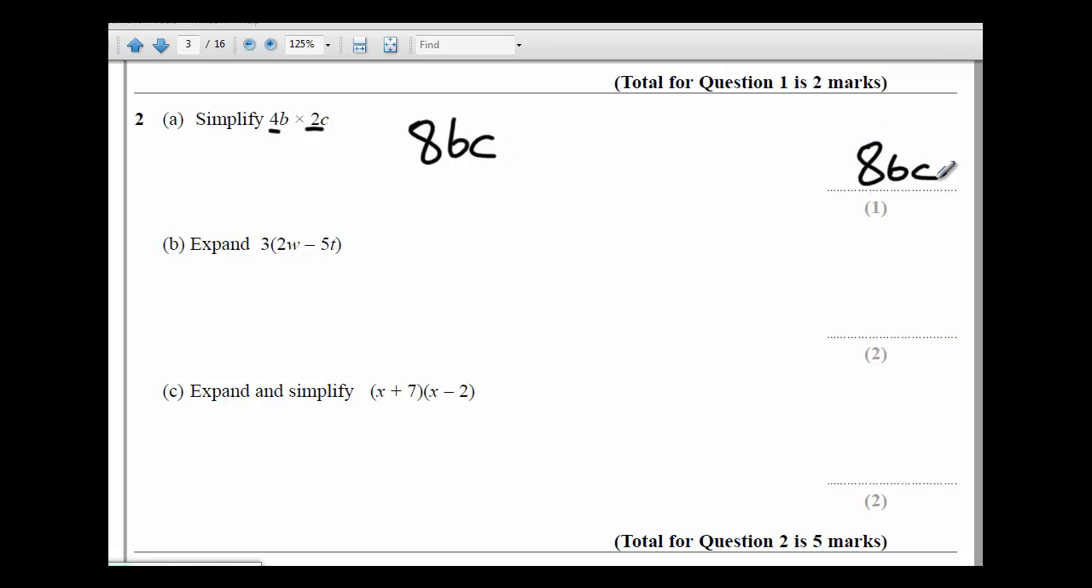Okay, I want to expand 3 lots of 2w take away 5t. So let's do the first part. 3 times 2 is 6, so 3 times 2w is 6w. 3 times minus 5 is minus 15, so 3 times minus 5t gives me minus 15t. So my final answer, 6w minus 15t.